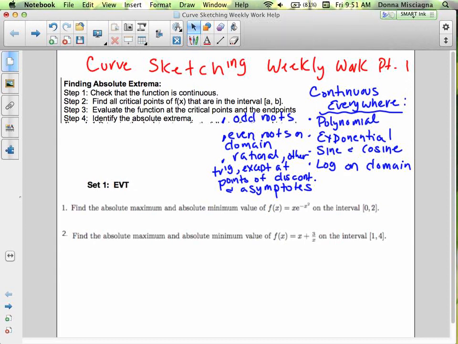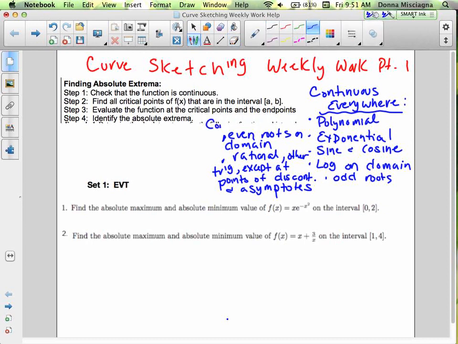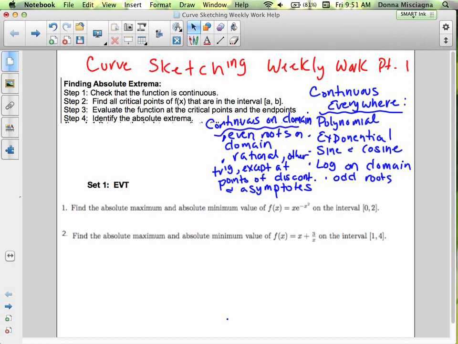So these are continuous everywhere, and also here I'll put odd roots over here. And this is continuous on the domain. That's how you can justify whether the function is continuous. That's step one. So verifying it's continuous is step one. I'll just put a big old 1.